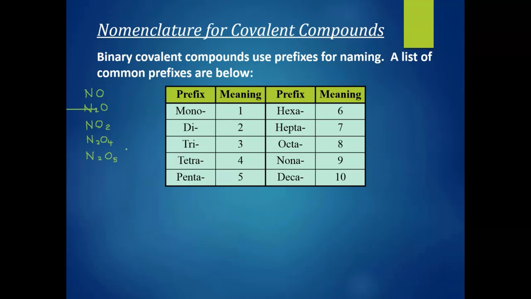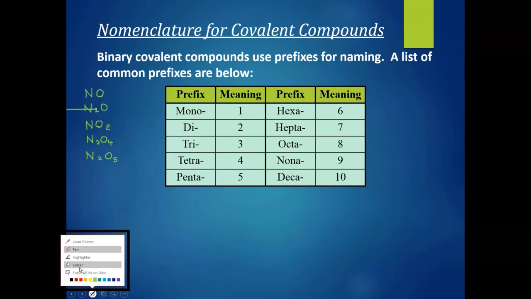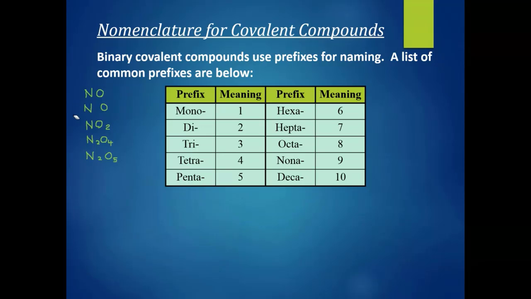Before we get into the naming of these covalent compounds, can somebody on the team re-explain to us the fundamental difference between molecular compounds and ionic compounds? Thanks. That means you guys.